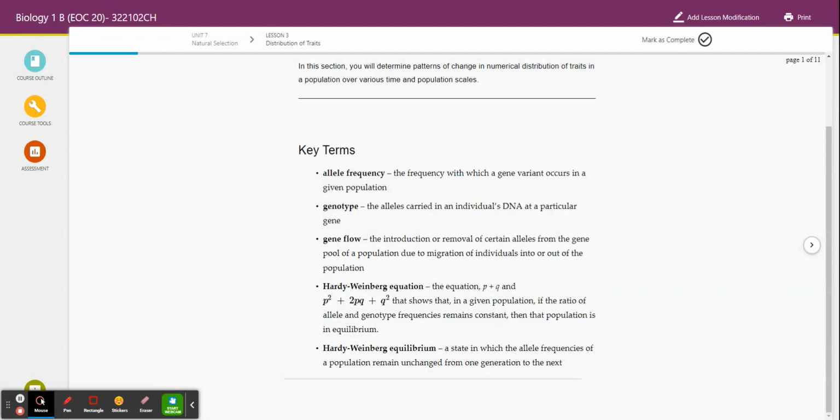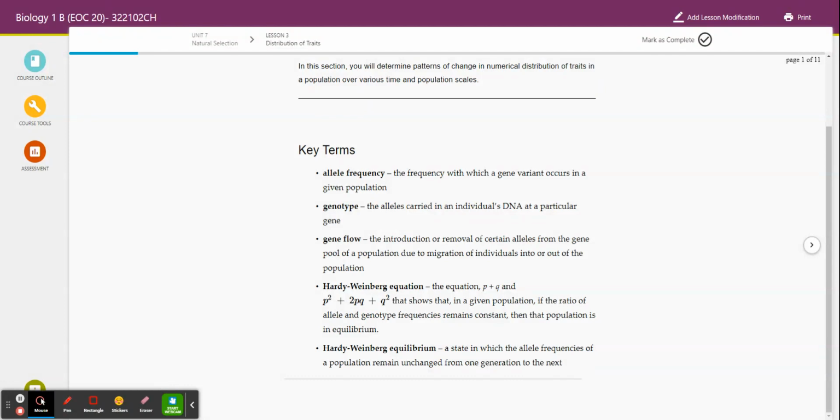Hardy-Weinberg equation. The equation p + q = 1 and p squared plus 2pq plus q squared equals 1 shows that in a given population, if the ratio of allele and genotype frequencies remains constant, then that population is in equilibrium. Hardy-Weinberg equilibrium, a state in which the allele frequencies of a population remain unchanged from one generation to the next.